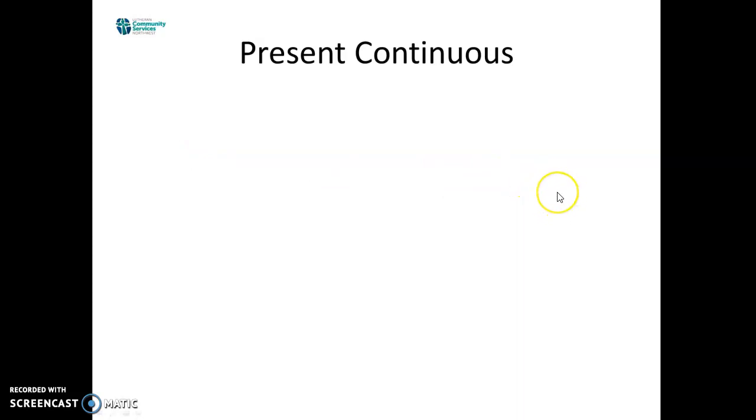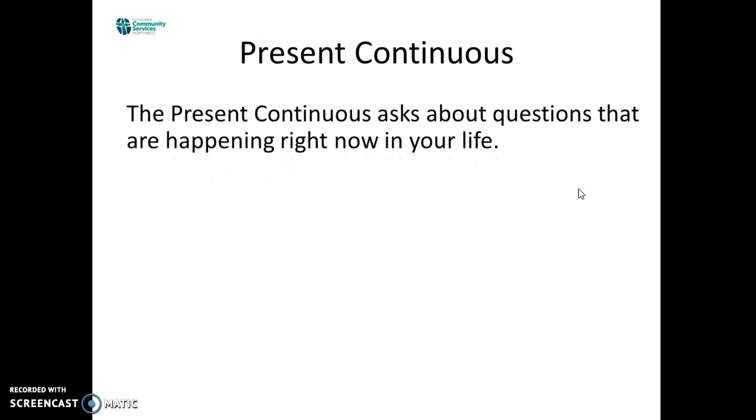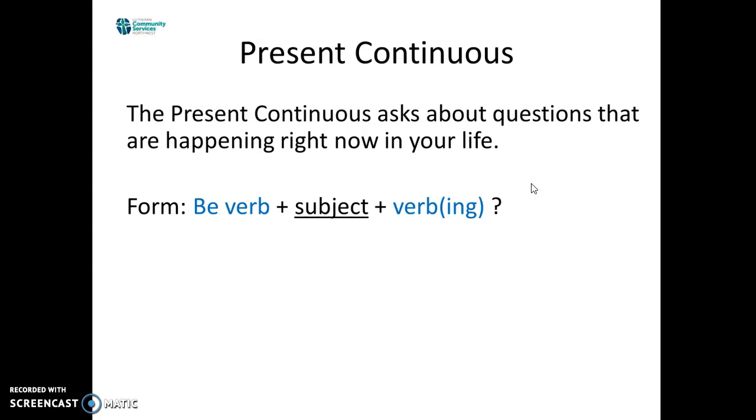So first of all, what is the present continuous tense? The present continuous tense asks about questions that are happening right now in your life. The form of this question is be verb plus your subject plus a verb in the ing form. For example, are you working? This question means, are you working right now in your life? So, do you have a job?